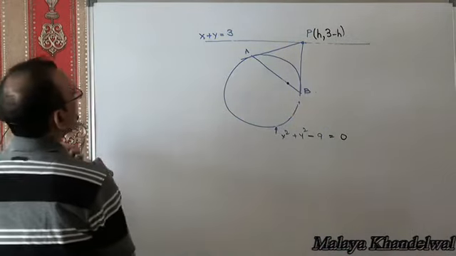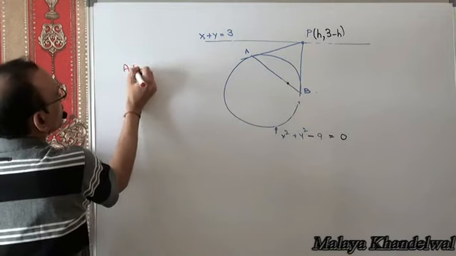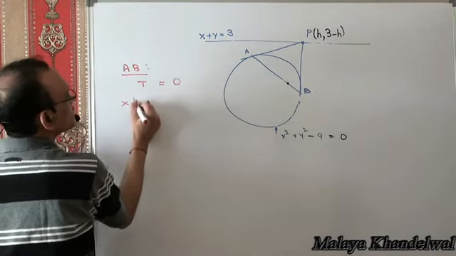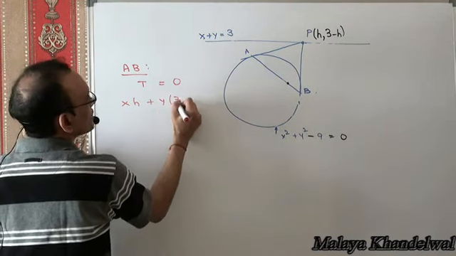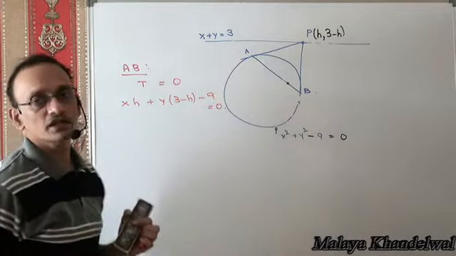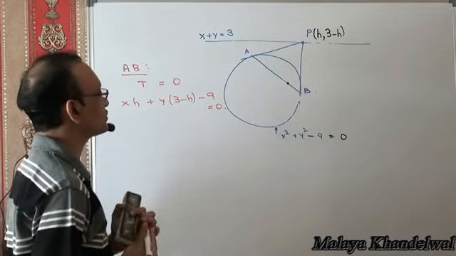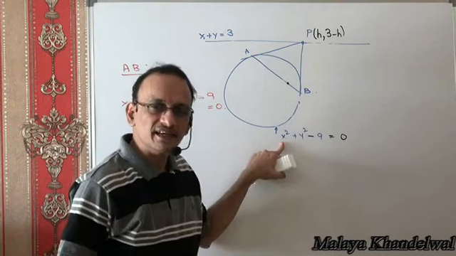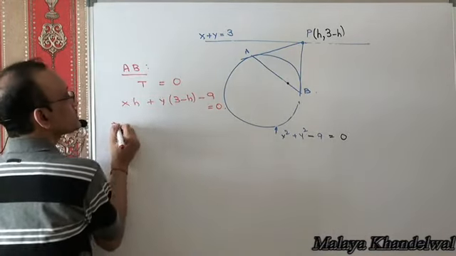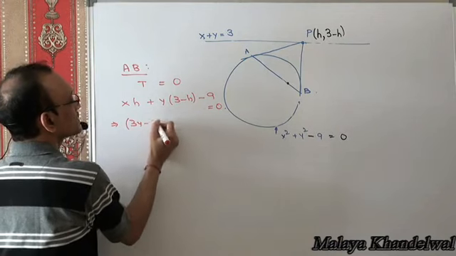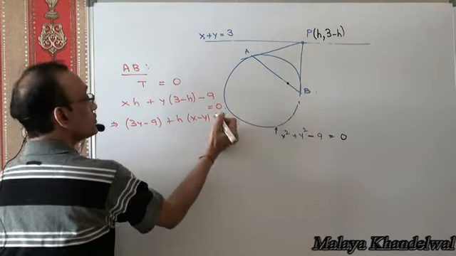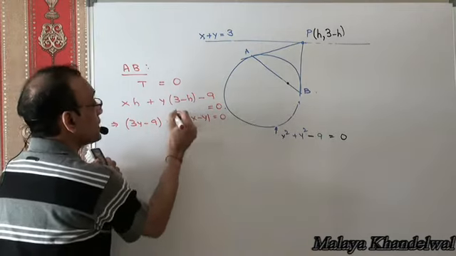So, the equation of AB, the chord of contact, is T equal to 0, as we know. Which is like x into h plus y into 3 minus h minus 9 equal to 0, right? That's the equation of the chord of contact. T equal to 0, right? x x1 plus y y1 minus 9 equal to 0. Now, which could have been written as 3y minus 9 plus h into x minus y equal to 0. That means h is my parameter.